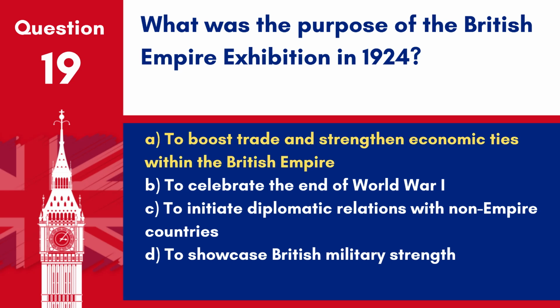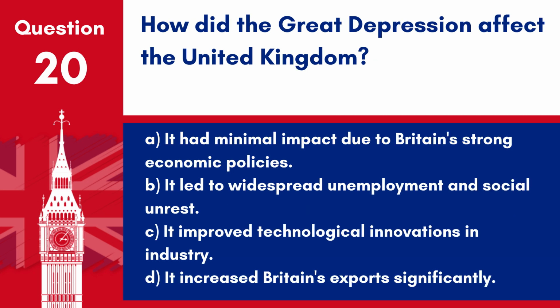Answer: A. To boost trade and strengthen economic ties within the British Empire. Held in Wembley, London, the British Empire exhibition aimed to stimulate trade, strengthen bonds between Britain and its colonies, and demonstrate Britain's empire resources. Question 20. How did the Great Depression affect the United Kingdom?